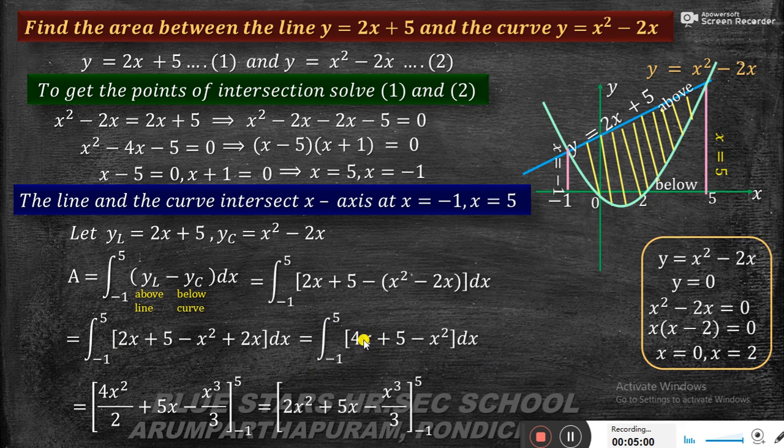In the next step, now you integrate. Integration of 4x is 4 into x square by 2, plus integration of 5 is 5x, minus integration of x square is x cube by 3, from minus 1 to 5. So in the next step, 2x square plus 5x minus x cube by 3, from minus 1 to 5. This is the equation.